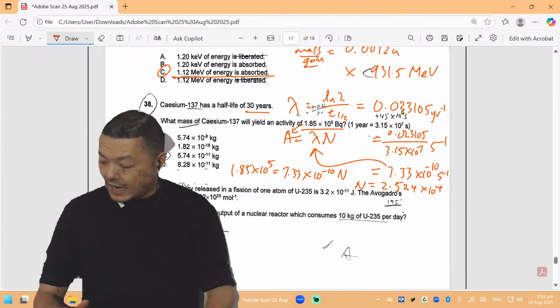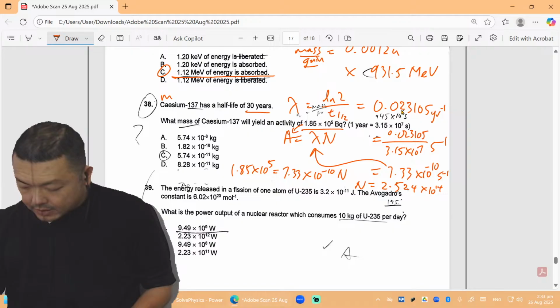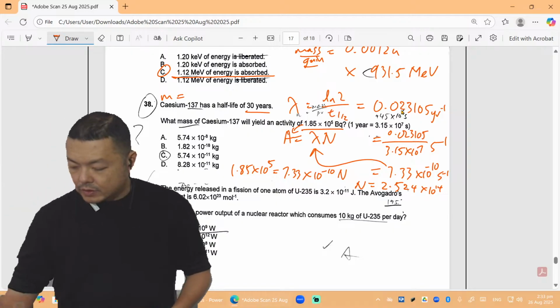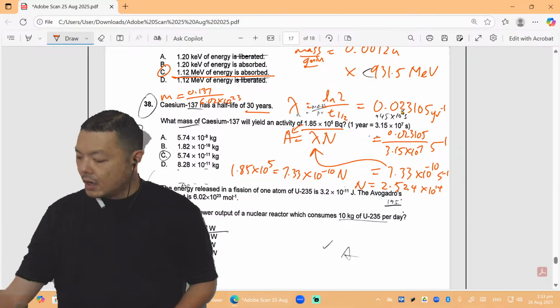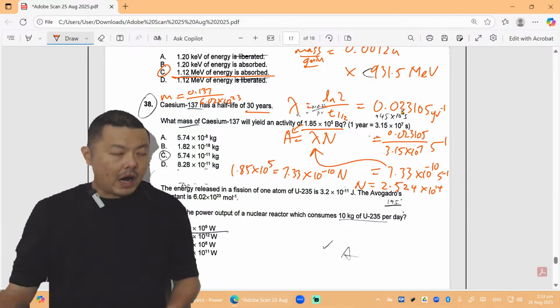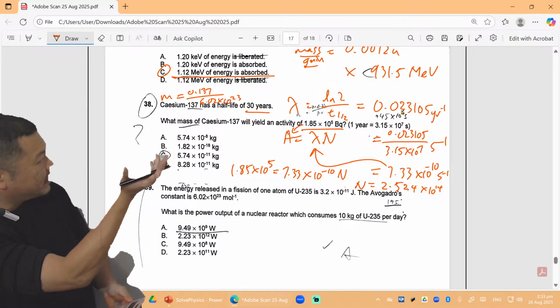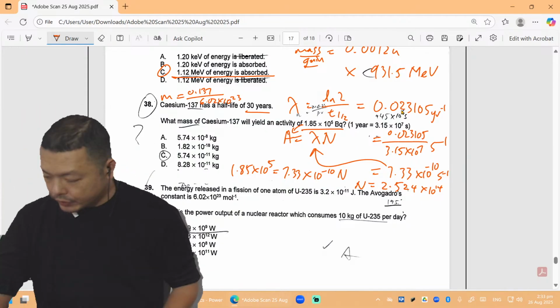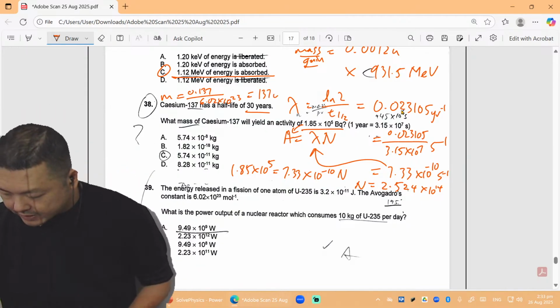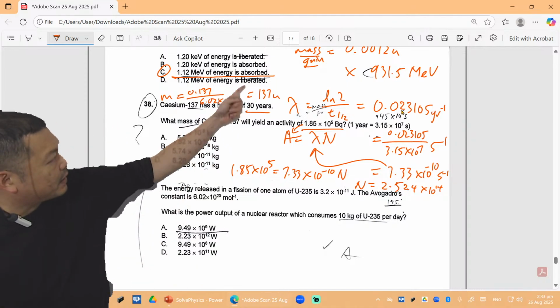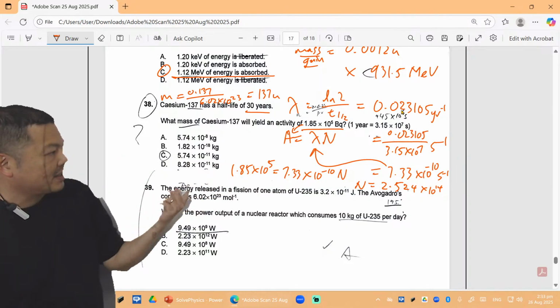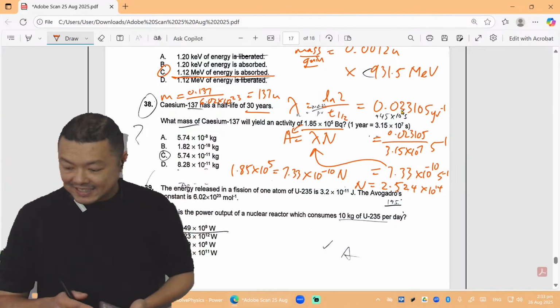So then after that, I need to find the mass of each cesium-137. So what's the mass of each cesium-137? 0.137 kg divided by 6.02 times 10 to the power 23. Or, if you are not very good at this mole concept, you can say 137 U, which is about the same. Then you just multiply and get it in kg. So what's the answer finally? C. Is it C? All right.